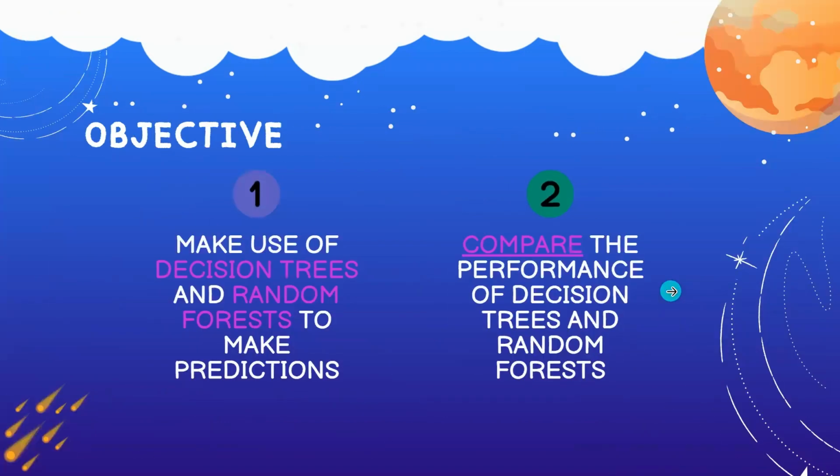Next, we have two main objectives, which is first to use decision trees and random forests to make predictions, and after that, we will need to compare the performance of decision tree and random forest and pick the best out of it to make predictions about which passengers are transported.